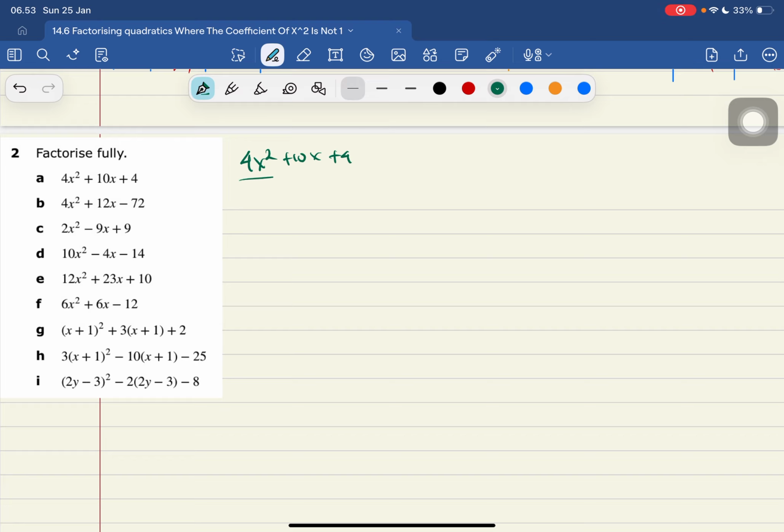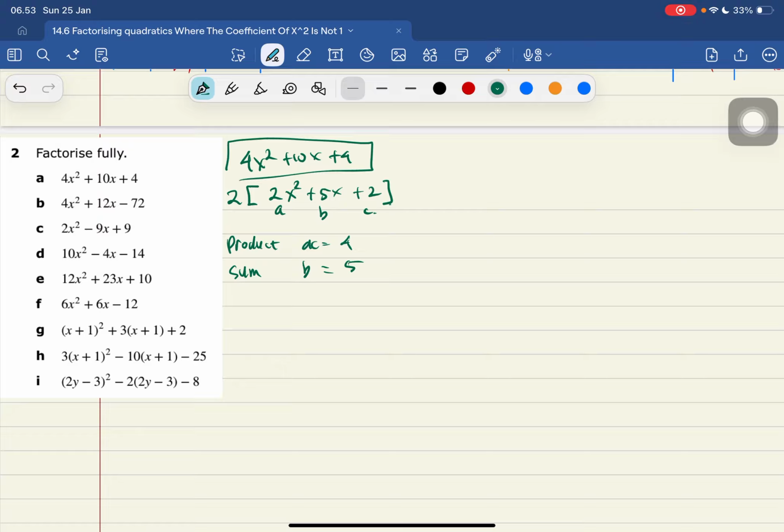First, we can factorize it with this 4. Their highest common factor is 2. We can take it to outside. So we got 2x squared plus 5x plus 2. Okay, so this is A, B, and C. So we need to find the two numbers. When we make it product, this will be AC equal to 4. And the sum is going to be B, which is 5.